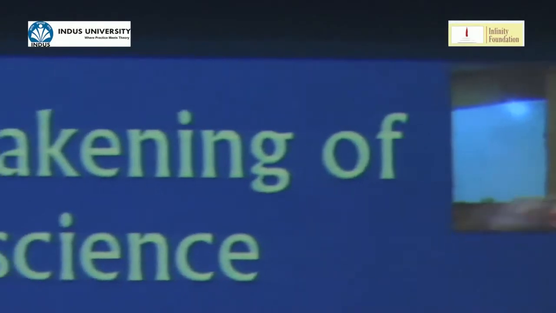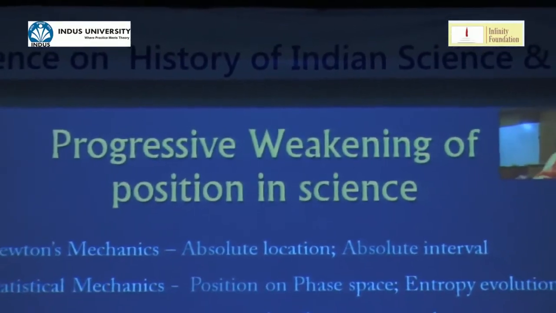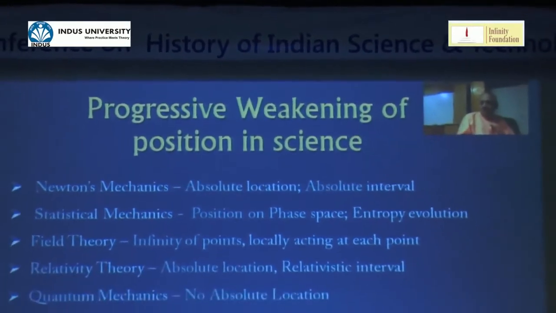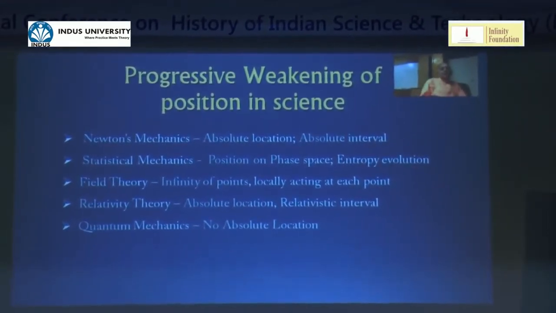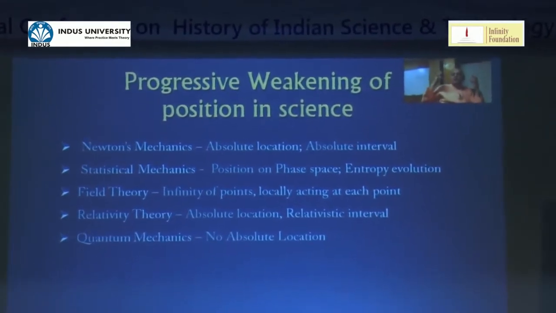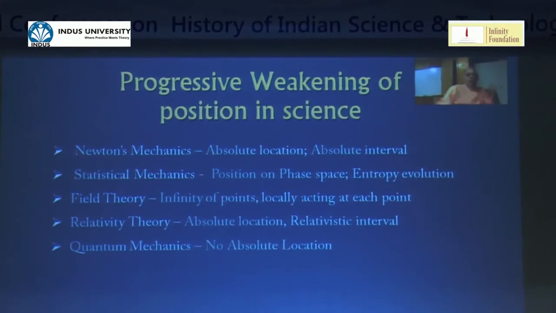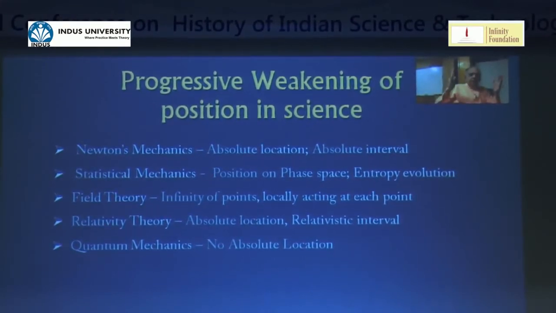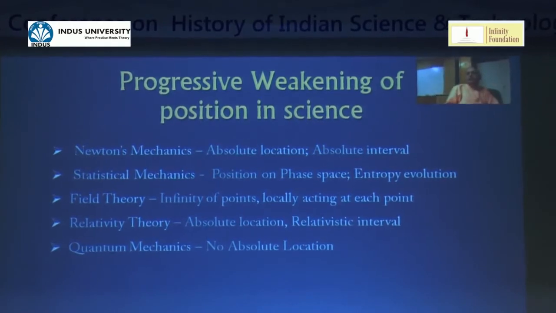So this idea of position, next slide please, progressive weakening of position in science. Then you can put 4 lines, in fact 5 clicks you can put. You see that in Newton's mechanics, position is an absolute location in space, and the distance between 2 positions, which is called the metric or space interval, is absolute. In other words, we believe there is a world there and there are locations there, and the distance between those locations is absolute. That's Newton's mechanics.